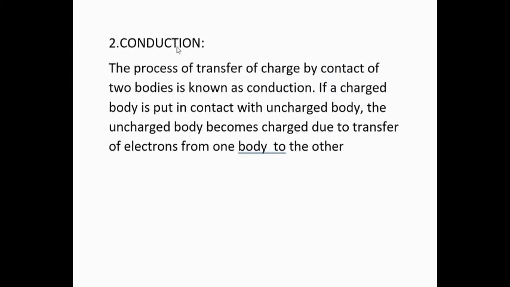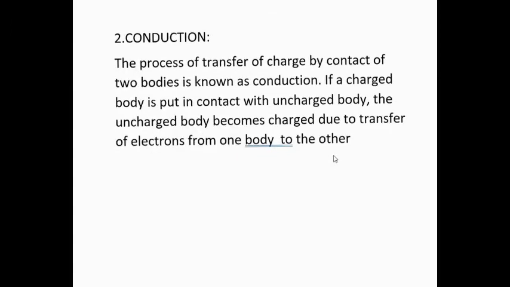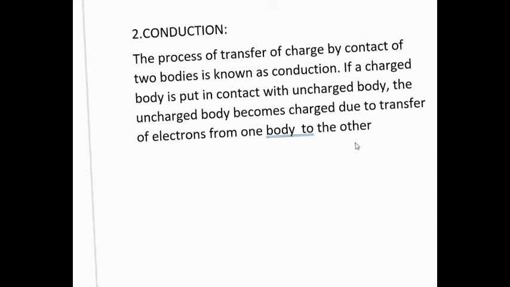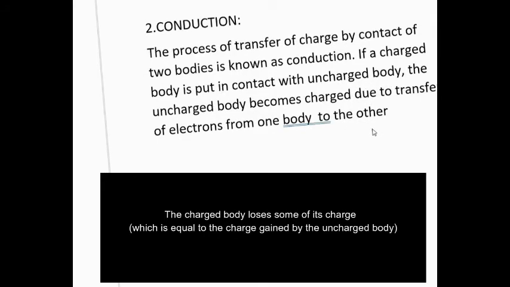Now let us see conduction. The process of transfer of charge by contact of two bodies is known as conduction. If a charged body is put in contact with an uncharged body, the uncharged body becomes charged due to transfer of electrons from one body to the other. That is, if an uncharged body and a charged body are taken, and we touch both to each other, then both the bodies get charged but total charge remains the same. Remember that total charge remains the same, that is, charge is conserved.